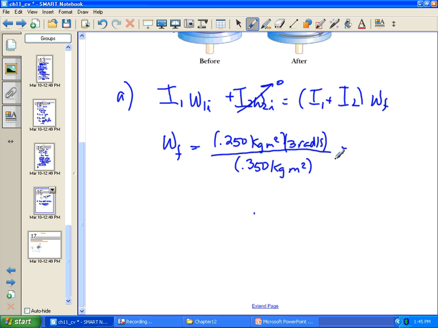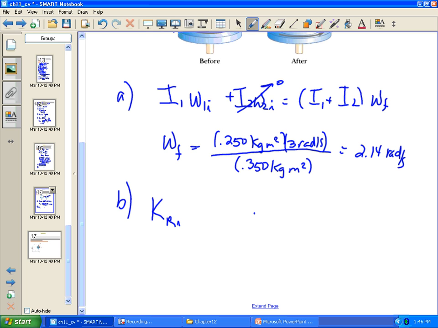That gives us an omega final equal to 2.14 radians per second. And that makes sense. Initially, when it was just one disk rotating, it was able to rotate at 3 radians per second. Now both disks have to rotate, and so because the inertia has gone up, the speed of rotation has to go down.